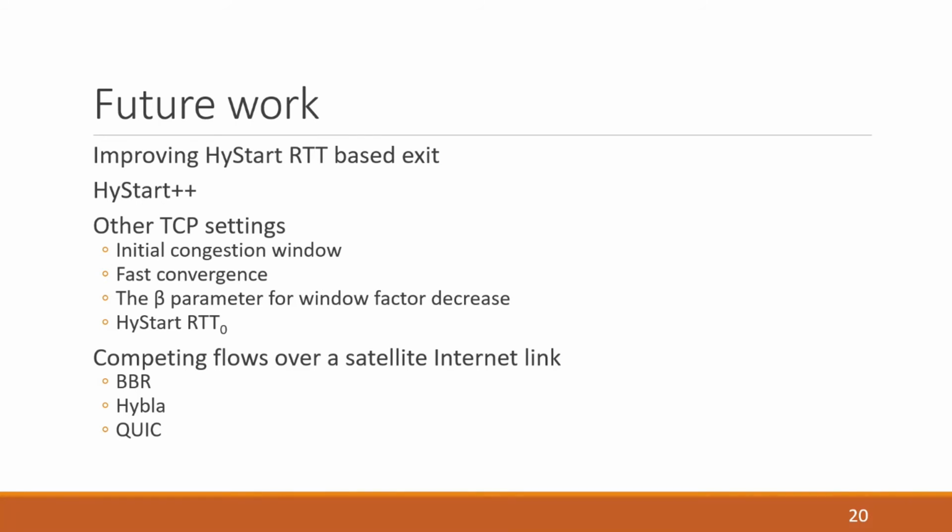Additionally, we're interested in other TCP settings over satellite networks, including the initial congestion window, fast convergence, the beta parameter, and the HyStart RTT0 variable. Lastly, we're also looking at competing flows over the satellite links. We are looking at protocols like BBR, HyBLA, and QUIC, all competing for bandwidth over these high delay links.